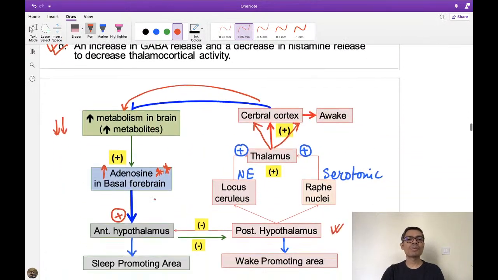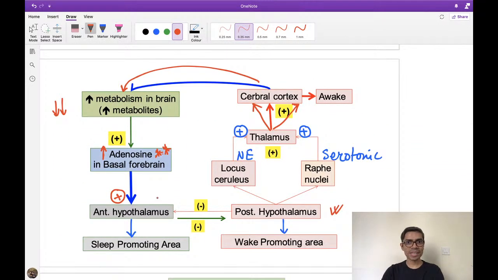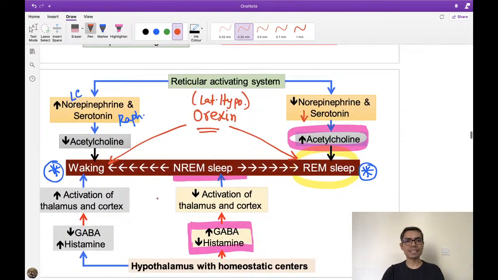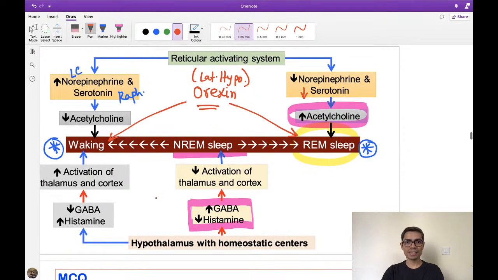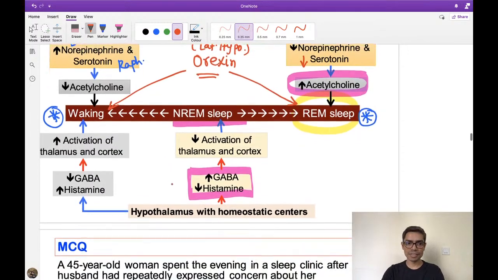So please don't forget this metabolite theory. This is a very easy way to explain your sleep cycle, and this is the neurotransmitter theory, which is also important. This is given in Ganong, and the previous one I have taken from a research article.